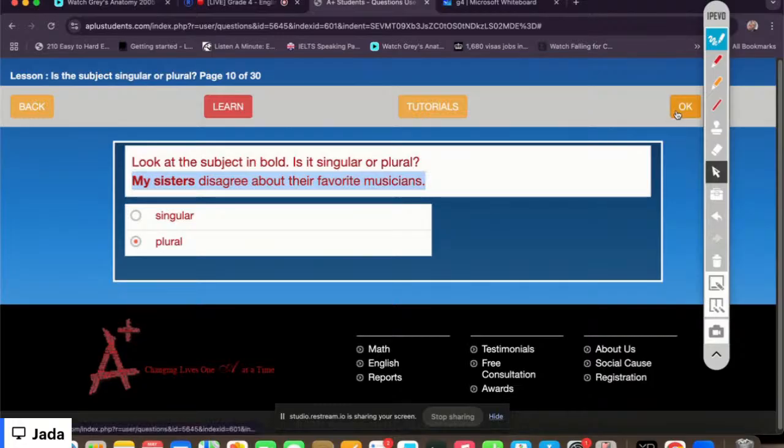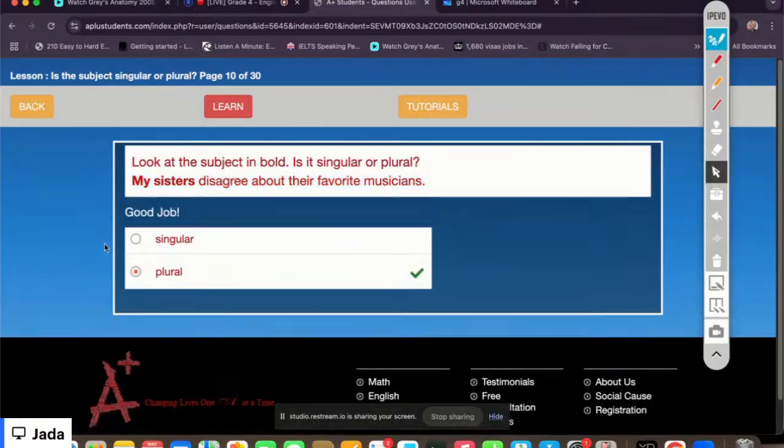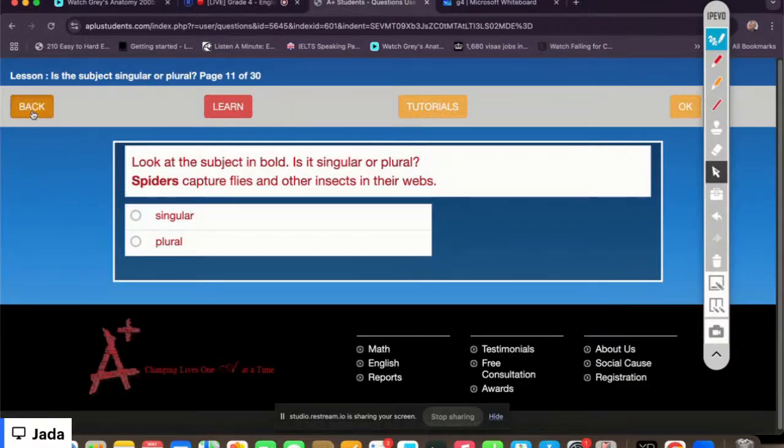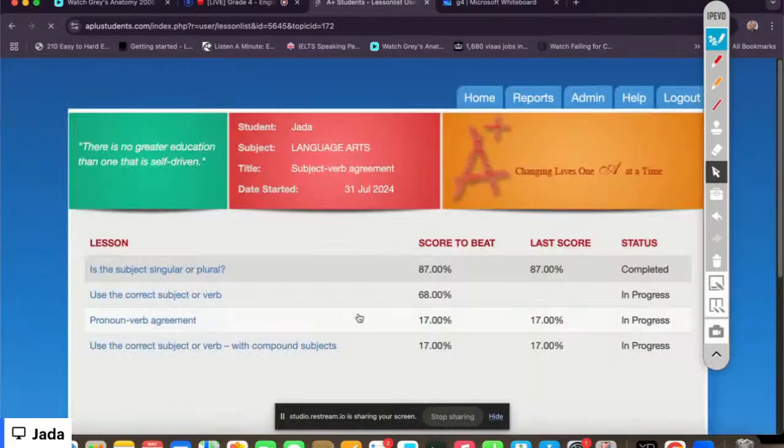All right, so we have plural here. So that's it for this lesson. We'll move to the next one. Try to complete this if you haven't done it, okay? So we have used the correct subject of verb.